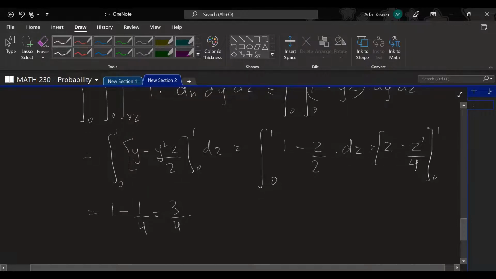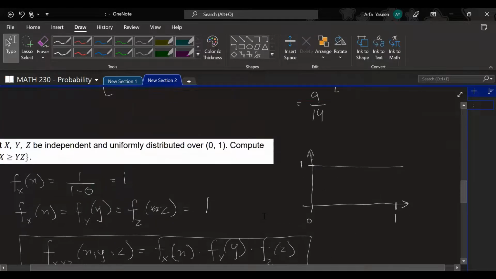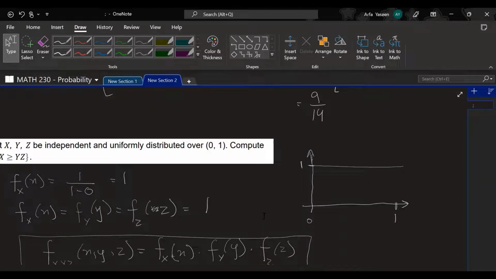So for questions like these, make sure you compute the marginal PDFs first and then use them to find the joint PDF. And then everything will flow. You'll be able to solve the question.